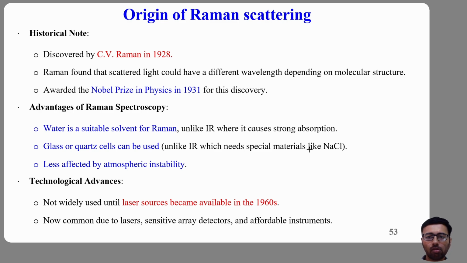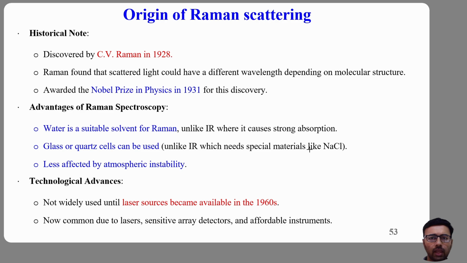Raman spectroscopy also provides enormous practical advantages. As we discussed previously, water is a nightmare in IR spectroscopy. Water absorbs IR radiation very strongly. This creates major problems for aqueous samples. But in Raman spectroscopy, water is a very weak scatterer.